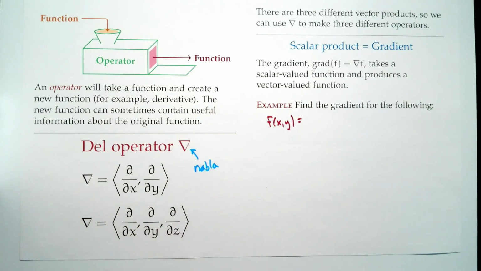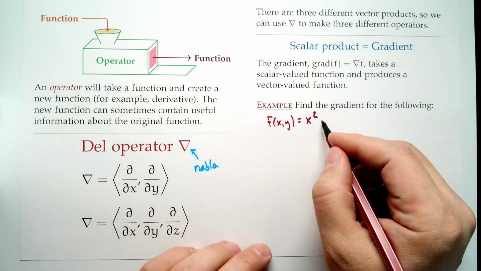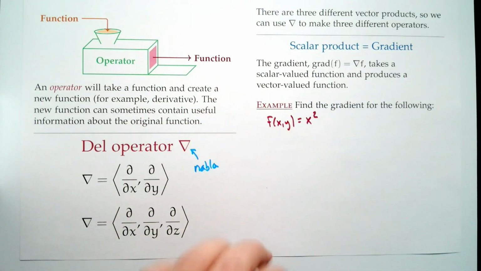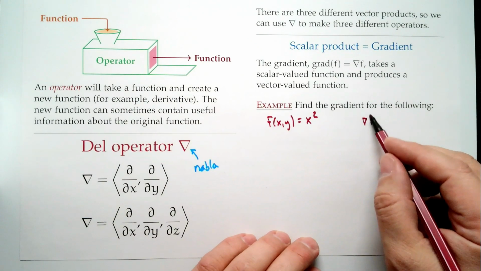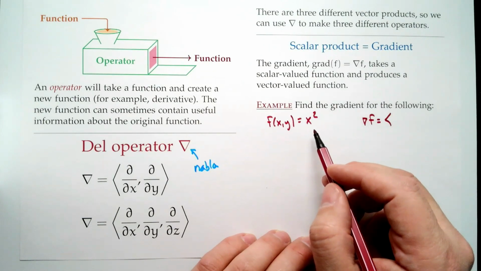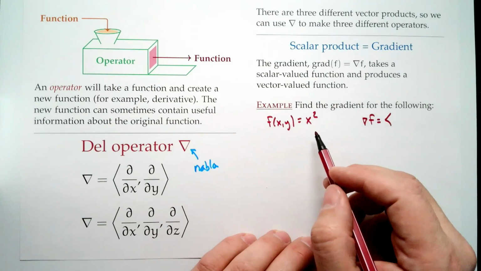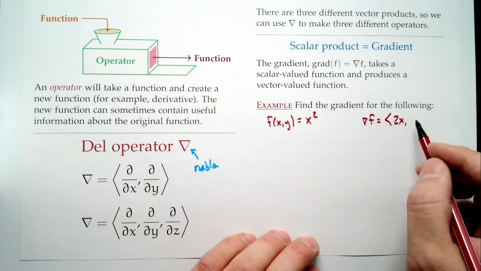So, we need a function. X squared. Do you want more? No. Okay. Well, we'll probably have to do a second one then. All right. So in this case, the gradient of f would be the collection of partial derivatives. So, partial derivative of x squared with respect to x, 2x. Derivative of x squared with respect to y, 0.